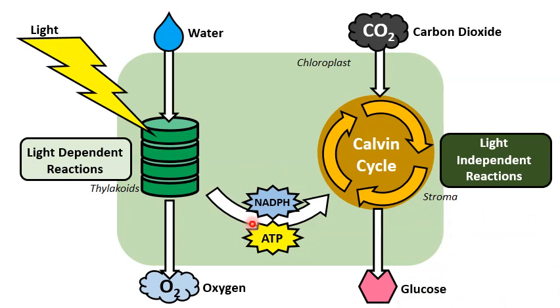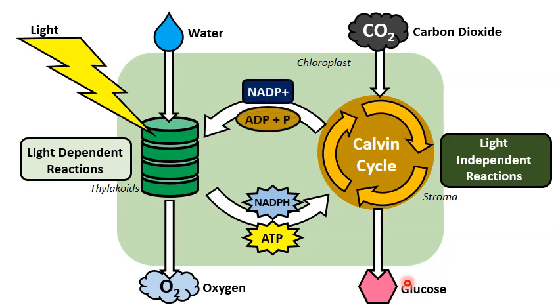Now, these energy molecules are spent in the process of converting this CO2 into glucose, and so they are kicked back out as sort of the lower battery version, the lower energy version. So ATP is converted into ADP and phosphate, which go back into the light-dependent reactions, and NADPH is turned into NADP+, which is kicked back into the thylakoids, where light comes back in, recharges those molecules, and sends them back into the Calvin cycle again. So this process repeats itself over and over, and it's all powered by this light coming in from the sun.